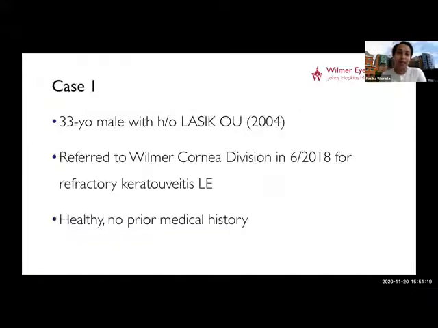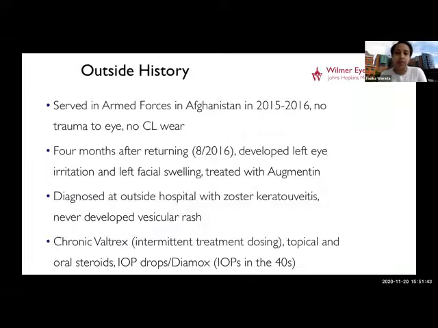So I'll go to the first case, which was a 33-year-old man with a history of LASIK in 2004, who was referred to the cornea division at Wilmer in 2018 from the NIH, as well as an outside large medical specialty, and the diagnosis was refractory keratouveitis in one eye. The patient was healthy and only had the past ocular history of the LASIK, was not a contact lens wearer, and he was in the armed forces.